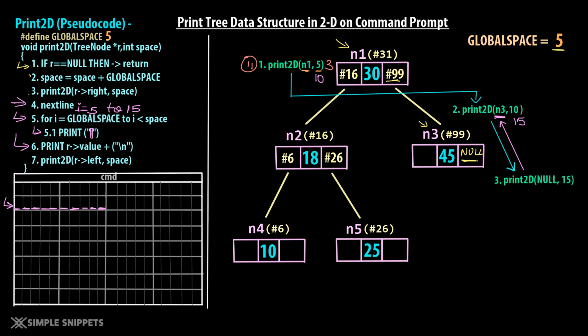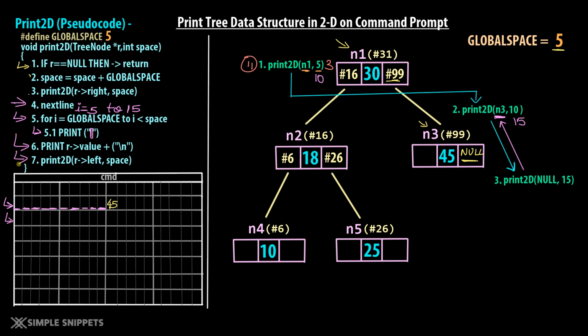So now we will print 45 over here. And after this, you can see we have a \n, which will now make the cursor go to the new line. So now the cursor will come over here. Okay. So the first value 45 is printed onto the command prompt and we're done with step 6.